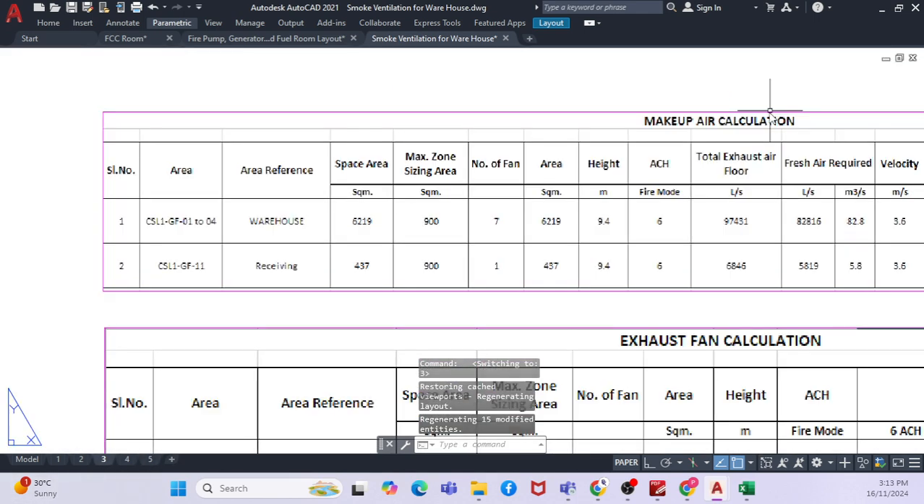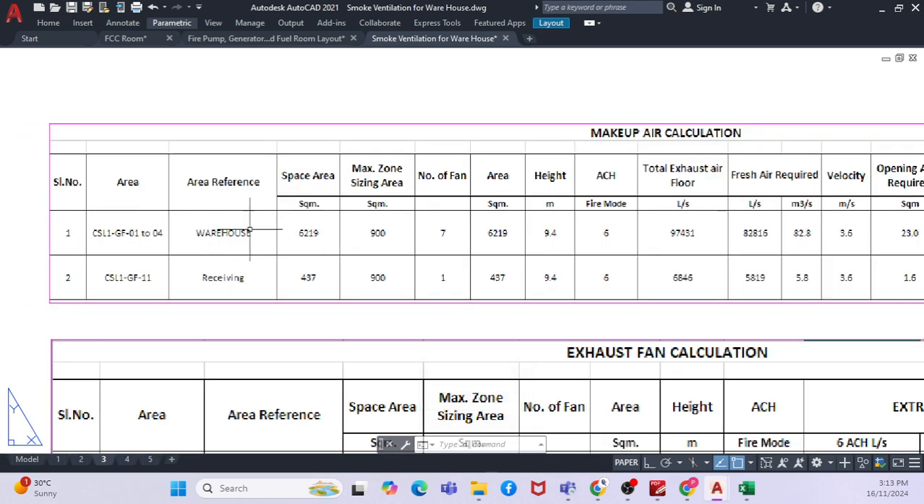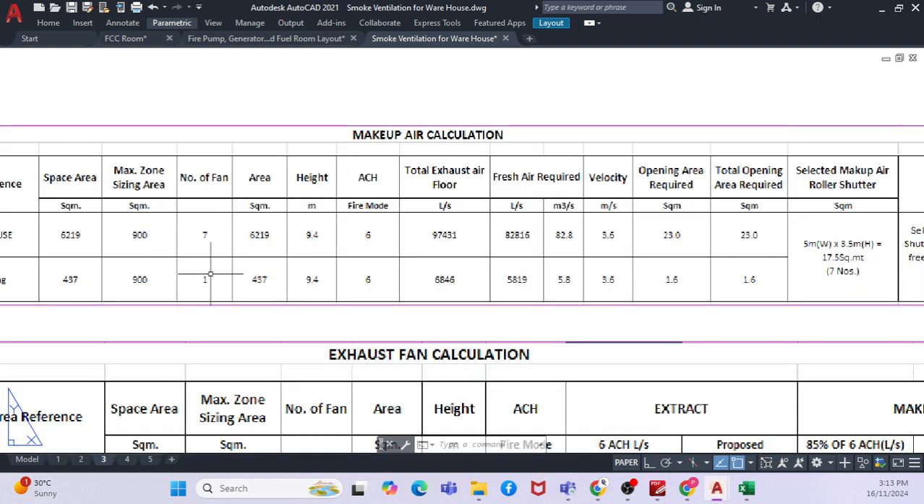If you go here, the makeup air calculation is for total area. Then you have an area reference, then a space area, maximum zone, and number of fans you can calculate. Then you will get the total volume. You have an area and height, then you can get the six air changes per hour for the fire mode. Then you will get the total exhaust fan, right?